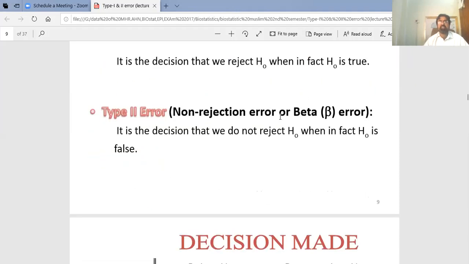On the other hand, type 2 error, non-rejection error or beta error, is the decision that we do not reject H0 when in fact H0 is false, when it should be rejected. For example, you administer a medication for recovery of the disease, or for increase or decrease in the pulse rate, or for correcting dysrhythmia, you are giving antiarrhythmic drugs for the correction of rhythm.